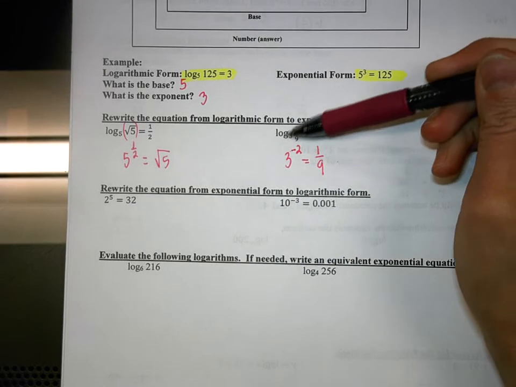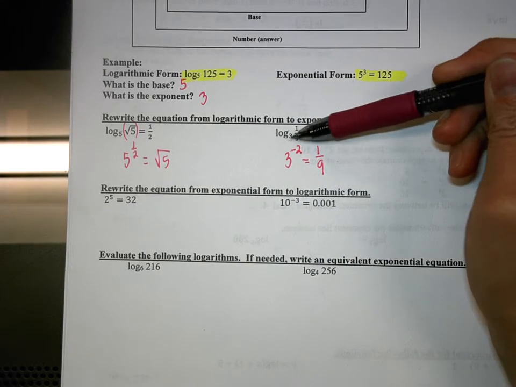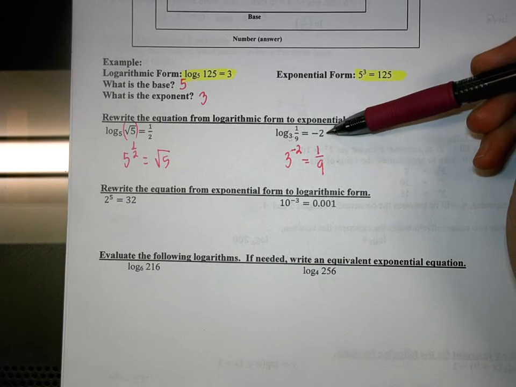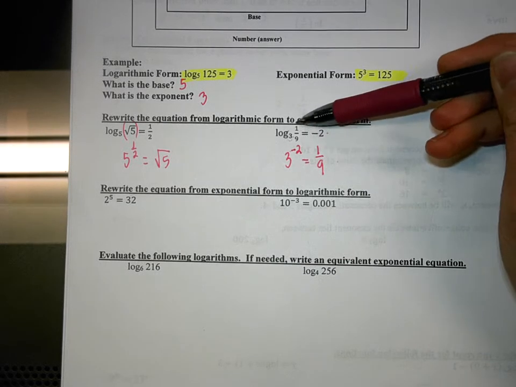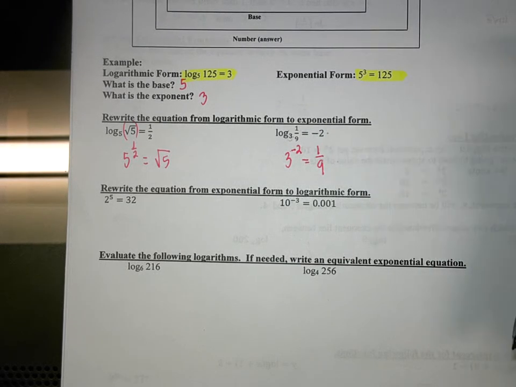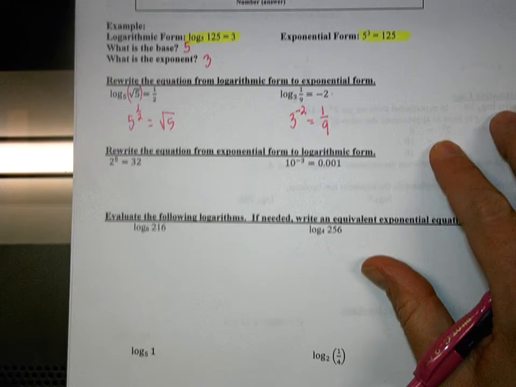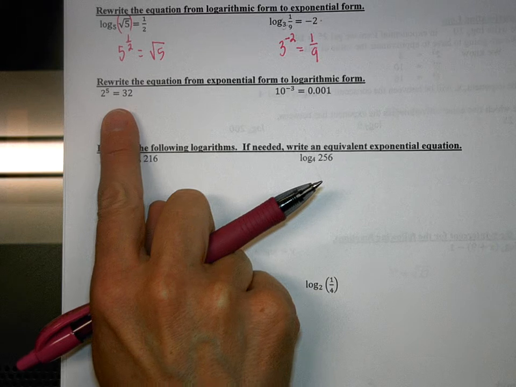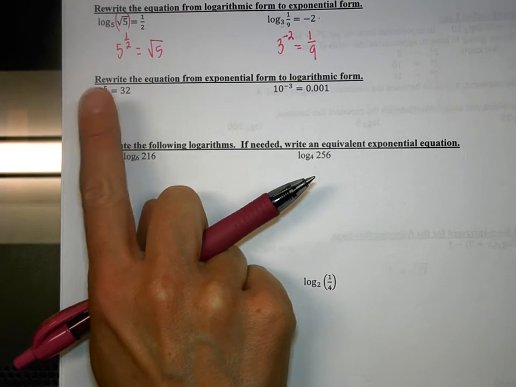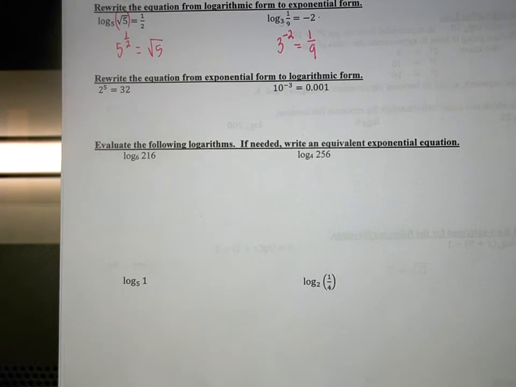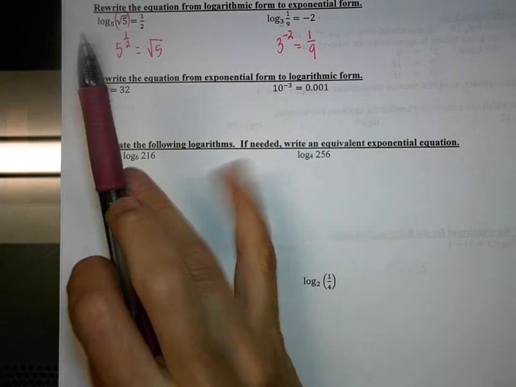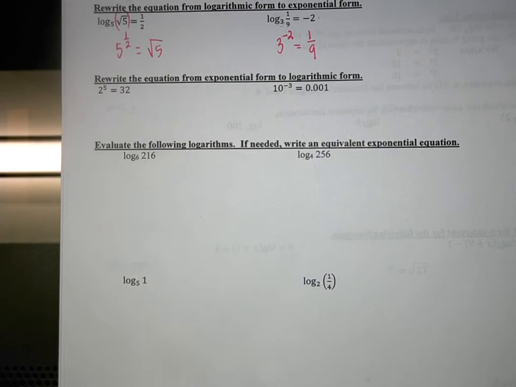So you're always taking the base of the log. So in this case it was 3. This number over here is your exponent, and then this number right here is your number answer. Okay, on these next ones, we want to change the exponential into log form. So I'm going to give you just a few seconds here, maybe 30 seconds. Try to rewrite this in log form.